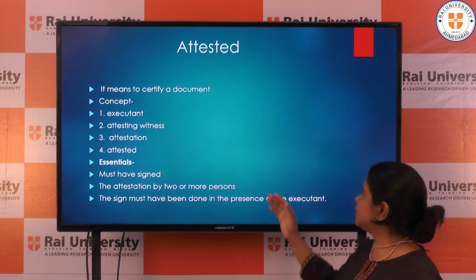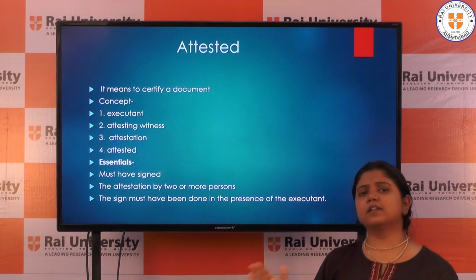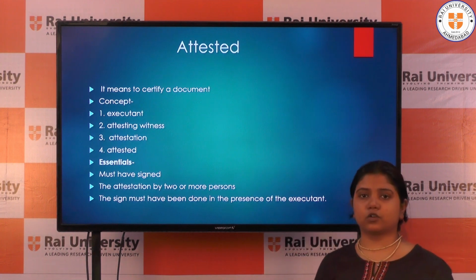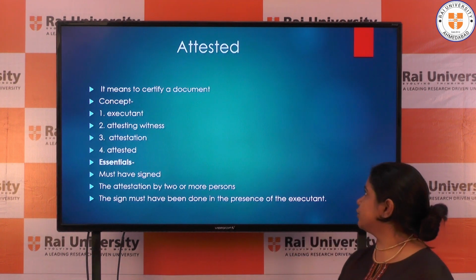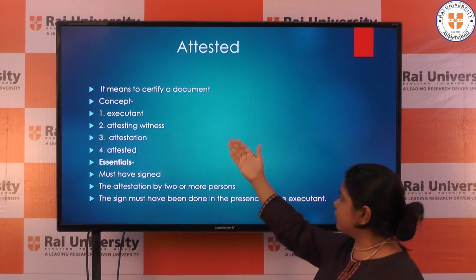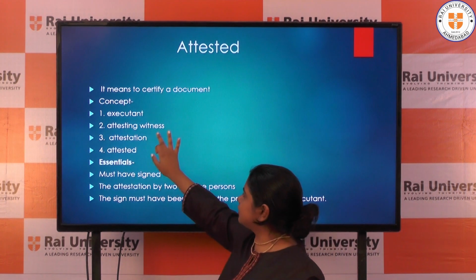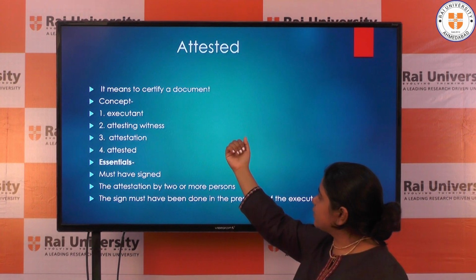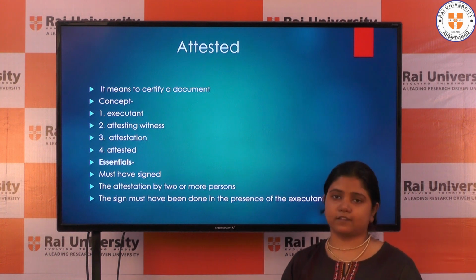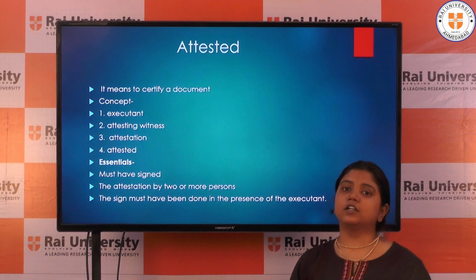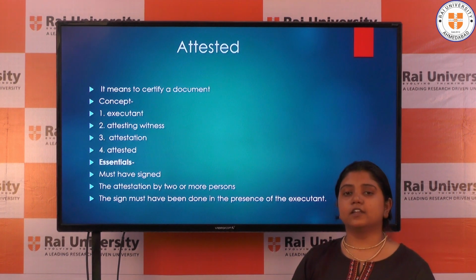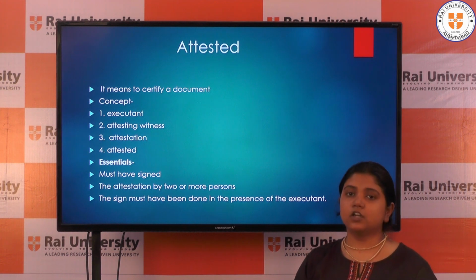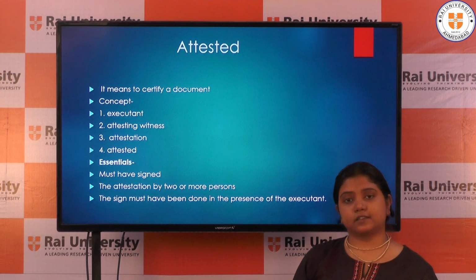So in the next slide, you can see the term attested. What does the term attested basically mean? The basic meaning is to certify a document. But when we come to the concept of the term attested, there are several related terms. You can see executant, attesting witness, attestation, attested. What do these basically mean? Suppose there are two parties, A and B, for example. The transfer of the property will be through a document or through the instrument that we have already learned. What instrument will it be? It will be a non-testamentary instrument.